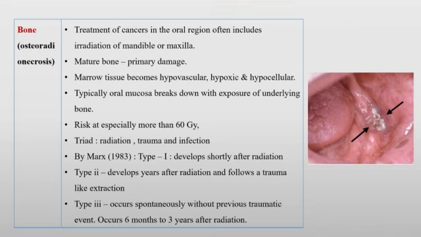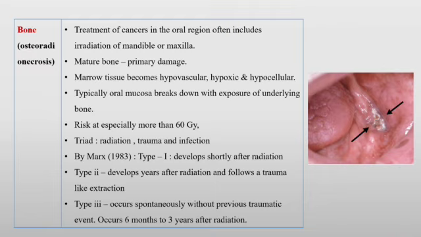Next is bone. Treatment of cancer in the oral region often includes irradiation of the mandible or maxilla. The primary damage to mature bone results from radiation-induced damage to the vessels of the periosteum and cortical bone, and radiation also acts by destroying osteoblasts and, to a lesser extent, osteoclasts. It typically causes breakdown of oral mucosa with exposure of the underlying bone, and the risk is especially higher at more than 60 Gy. Marx explained a 3H principle.